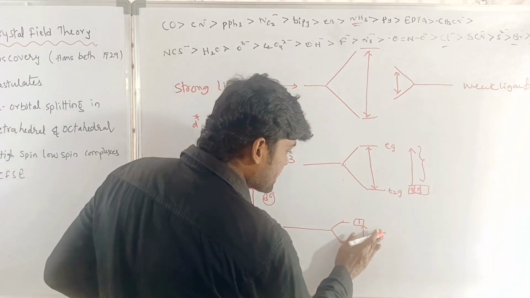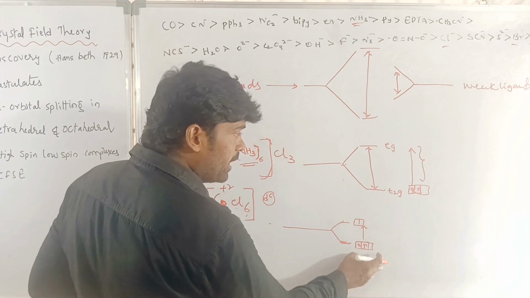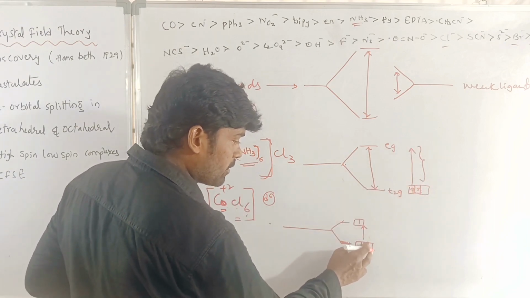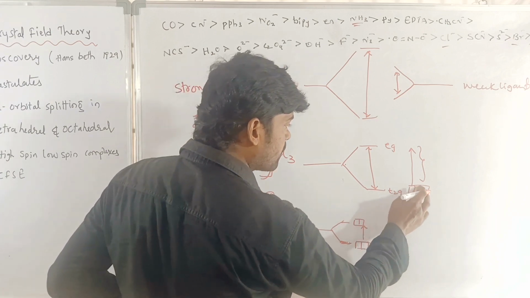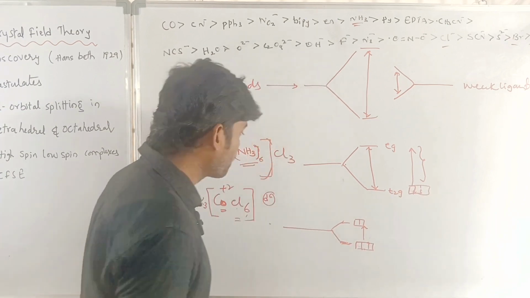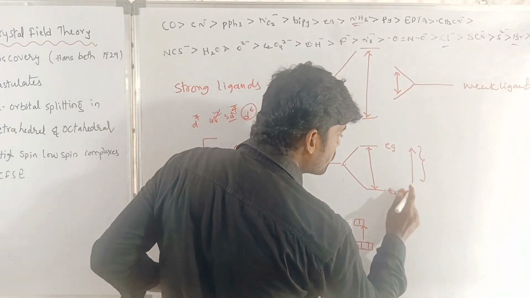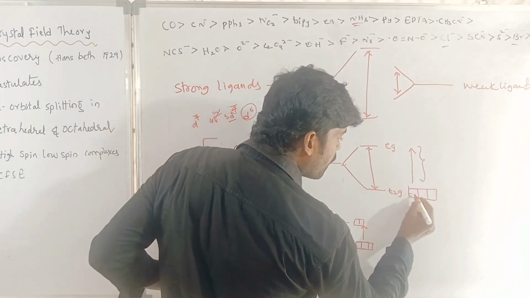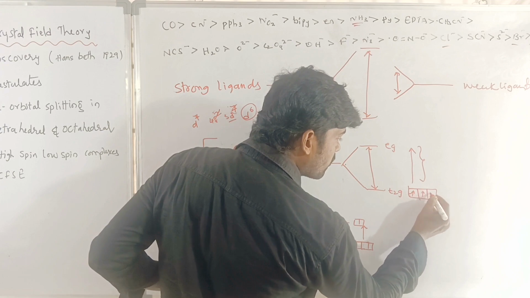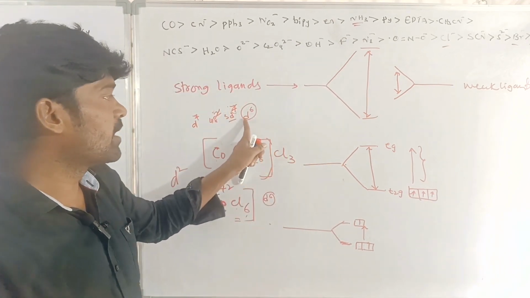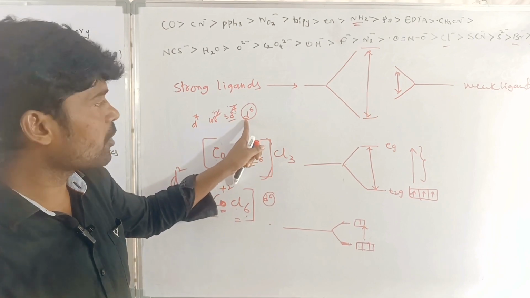Now, how will those 6 electrons be filled in these orbitals? Let's see that secret point. A very, very secret. Let's check it. 6 electrons are there. First electron, second electron, third electron, and the fourth electron also will be there, because in d6, 6 electrons are there.